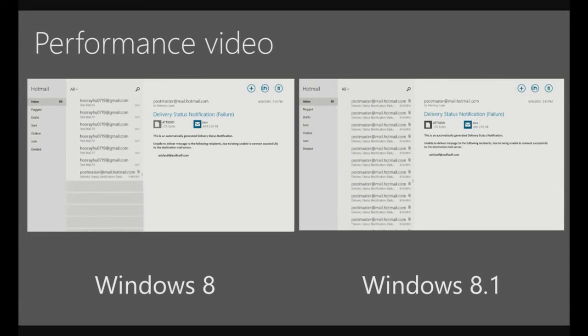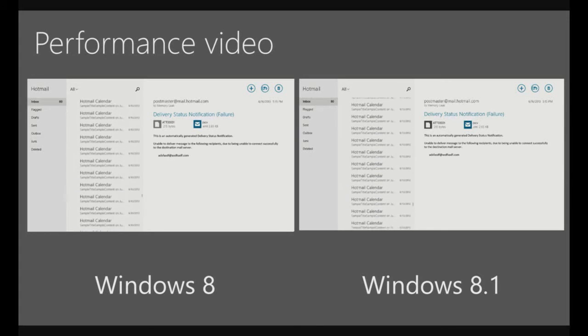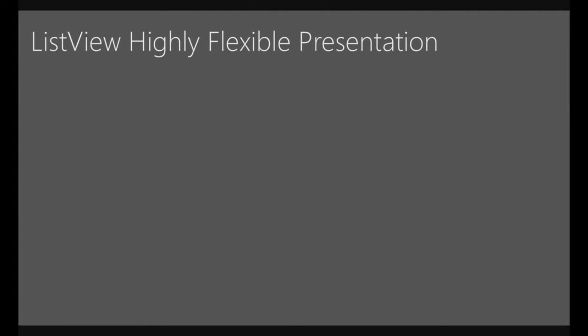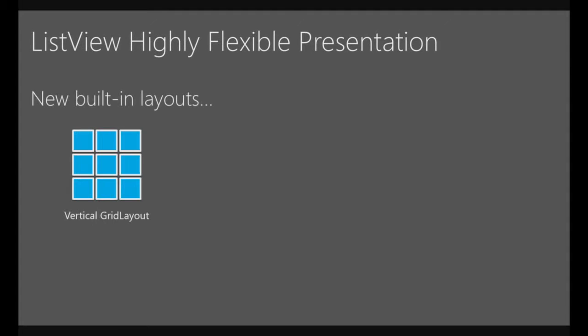This is a significant set of performance improvements for your users, and things like those gray boxes going away will be definitely noticed. We also built a more flexible layout system. We've included several new layouts. Vertical grid layout lets you build a grid that scrolls vertically in addition to the list layout, which has always supported vertical scrolling.